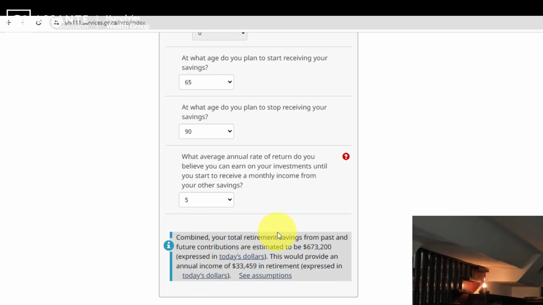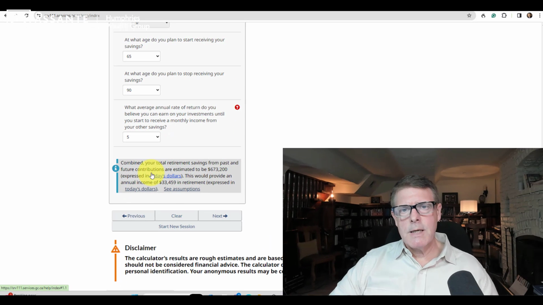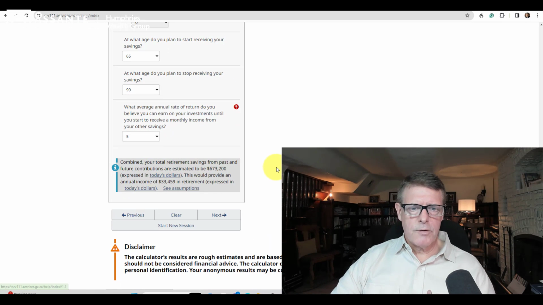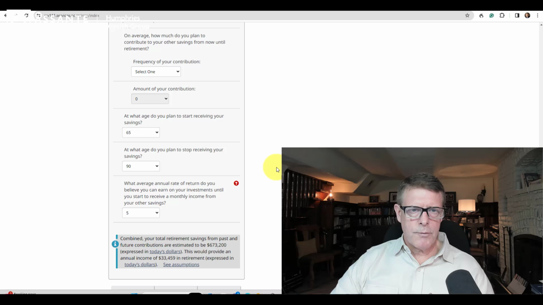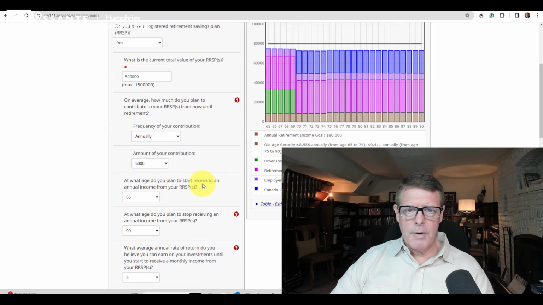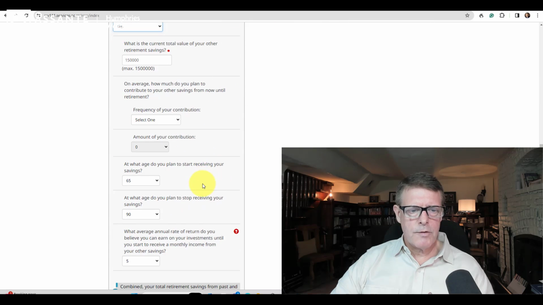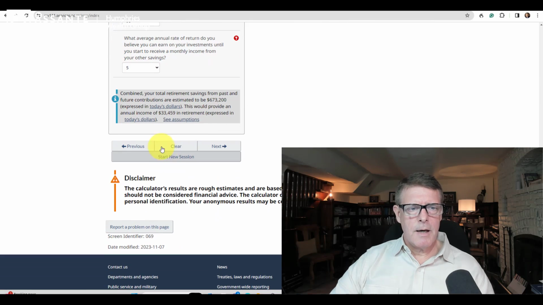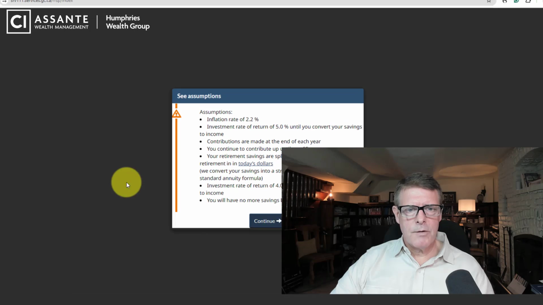So combined, your total retirement savings from past and future contributions are estimated to be $673,000 expressed in today's dollars. This would provide an annual income of $33,459 in retirement expressed in today's dollars. Again, that's income over and above the government benefits that you'll be receiving. Now, let's take a look at the assumptions they're using for this model.